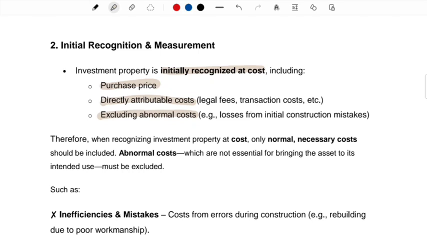For example, losses from initial construction mistakes. So those losses you cannot capitalize. You will definitely have to expense those losses which you have incurred. Therefore, when recognizing investment property at cost, only normal necessary costs should be included. Abnormal costs which are not essential for bringing the asset to its intended use must be excluded. There's nothing new. This is the same as what we deal with under IAS 16.